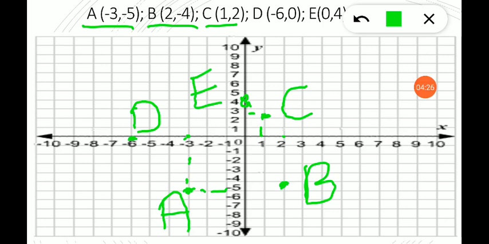Got it? So this way you have to plot the points on the coordinate plane. I hope you understood how to plot the points in the coordinate plane. Always remember, in the ordered pair of coordinates, the first number represents the x coordinate or abscissa, and the second number represents the y coordinate or ordinate. Thank you students.